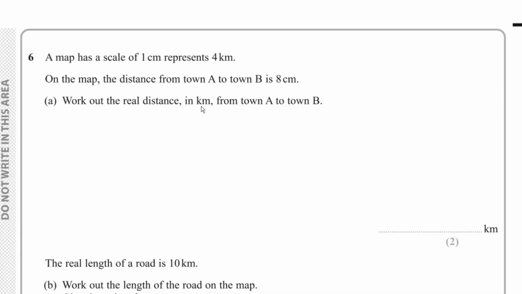Question number 6. A map has a scale where 1 centimeter represents 4 kilometers. On the map, the distance from town A to town B is 8 centimeters. Part A, work out the real distance in kilometers from town A to town B. So what we need to do is multiply the length on the map by 4. So if I do 8 multiplied by 4, we get 32. So we have 32 kilometers being the real distance.